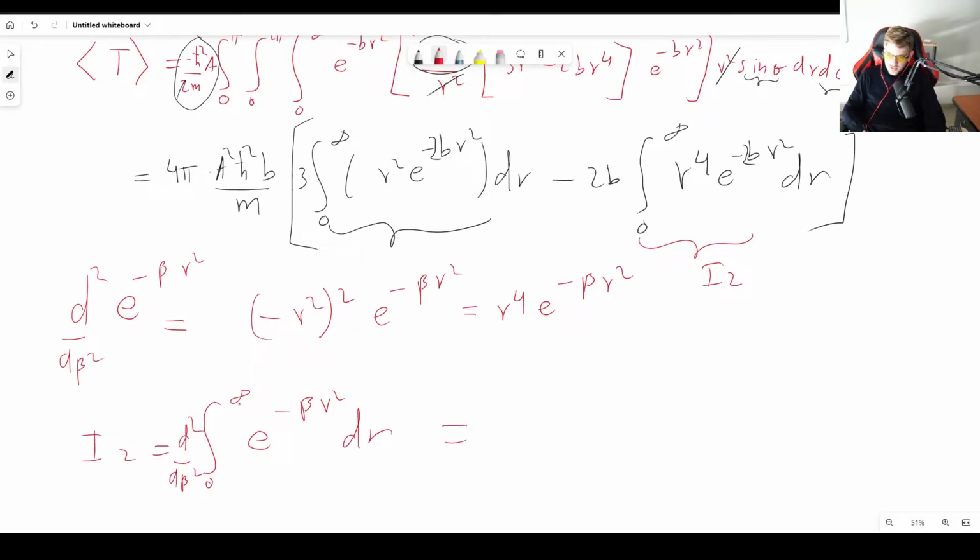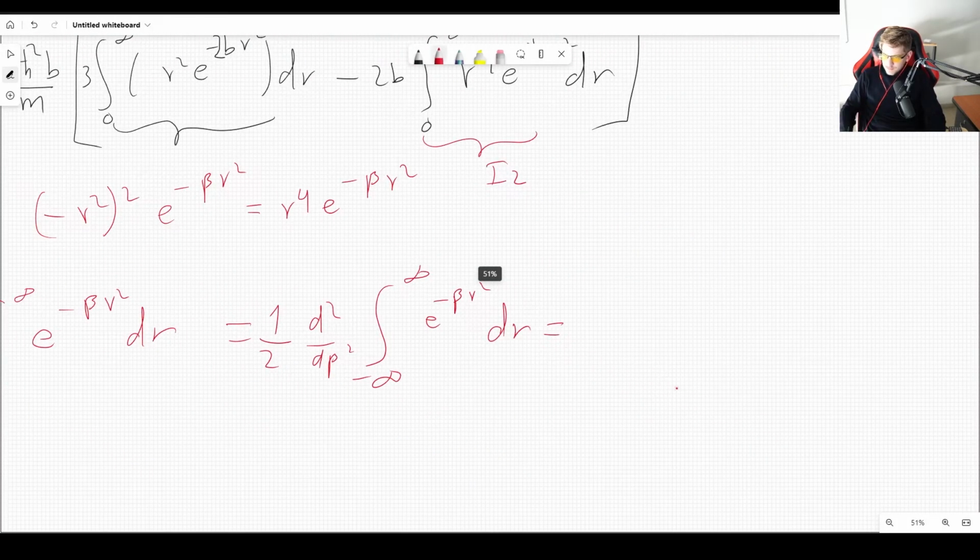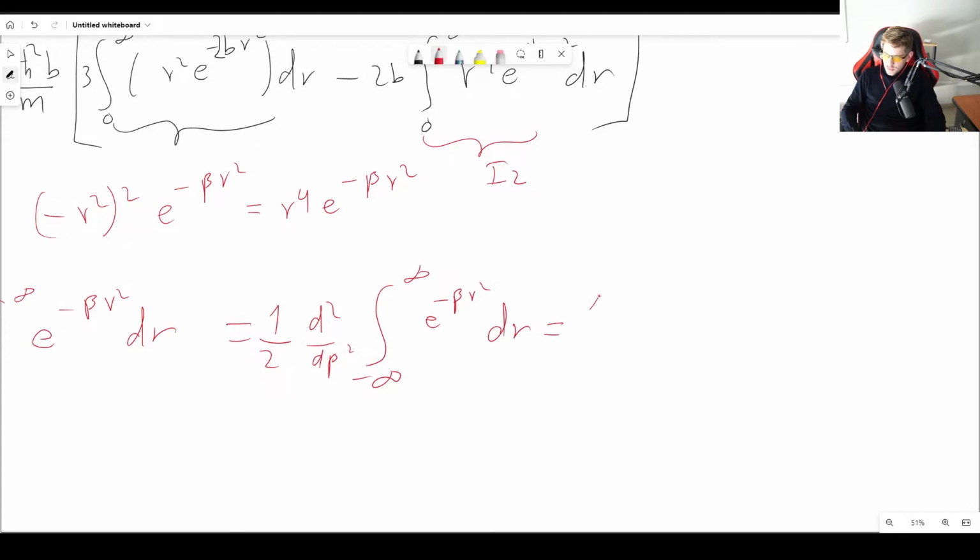And we know what this integral is, right? We use the trick. We say it's 1/2 of the Gaussian integral, which goes from minus infinity to infinity, e to the minus beta r squared dr. And what is this? Well, this is going to be 1/2 times, let's see, two derivatives with respect to beta of square root of pi over beta.